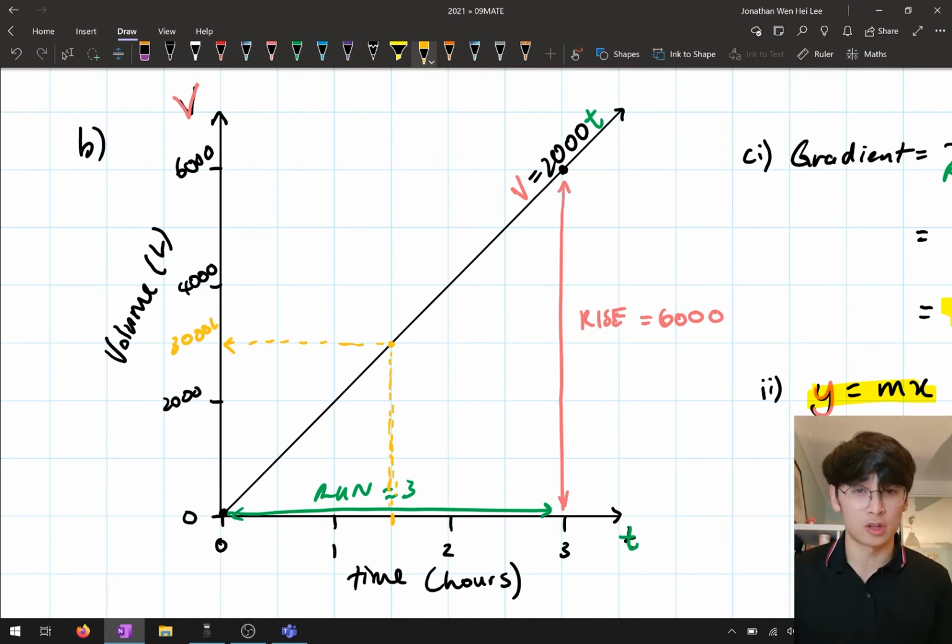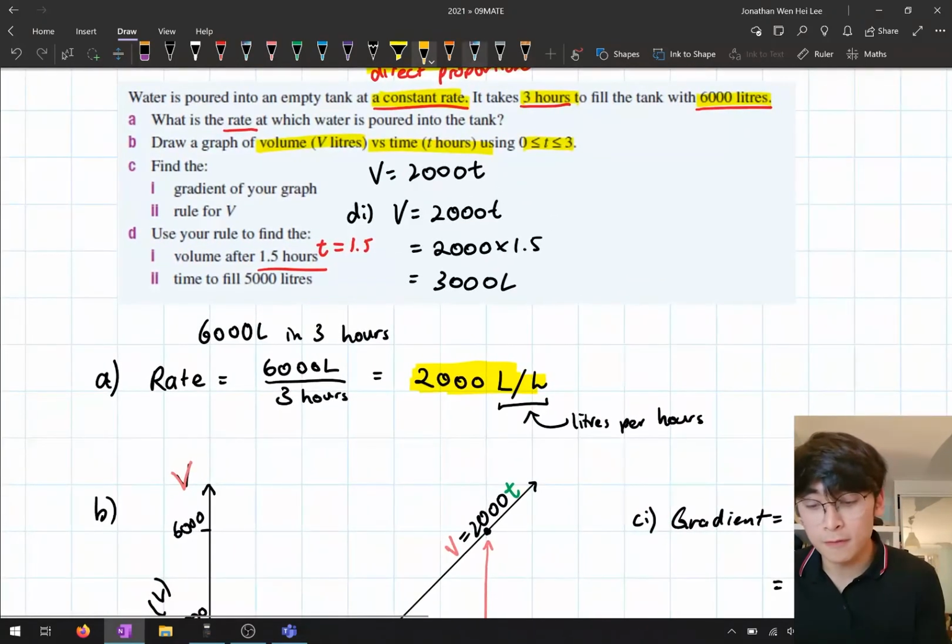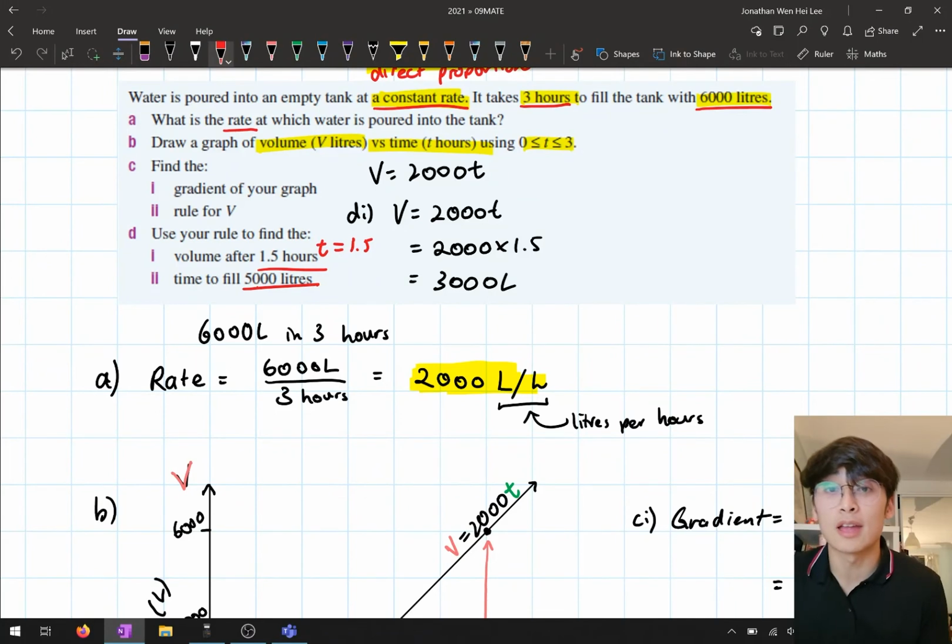Okay, that's the first question. Second one: find the time to fill 5,000 liters. Now, 5,000 liters, what is that? Is that a value for t? Well, no. 5,000 liters is not a time. I'm not going to meet you in 5,000 liters time. That doesn't make any sense. So here, this 5,000 liters is not a time, but it's actually a volume.